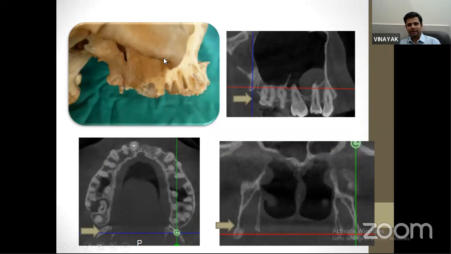So this is the maxillary posterior region, the third molar. Then you have your maxillary tuberosity, right? And then is the pterygoid hamulus. And behind the pterygoid hamulus are your pterygoid plates. So these are the two. Now this is the axial section. So these are the two pterygoid plates, the medial pterygoid plate and the lateral pterygoid plate.